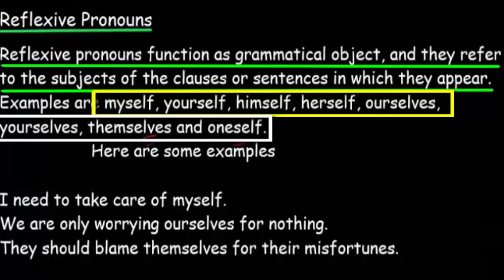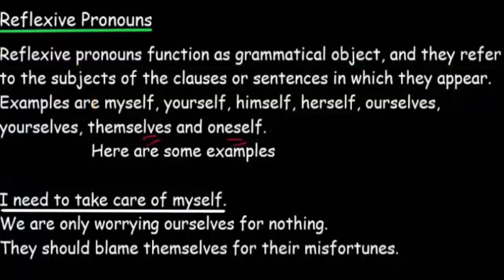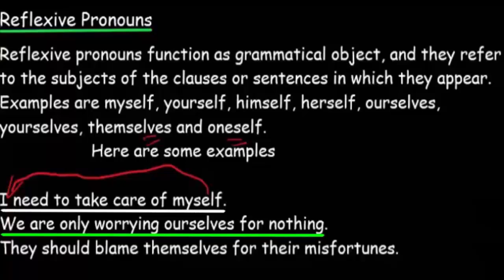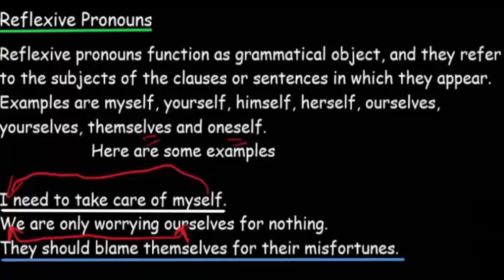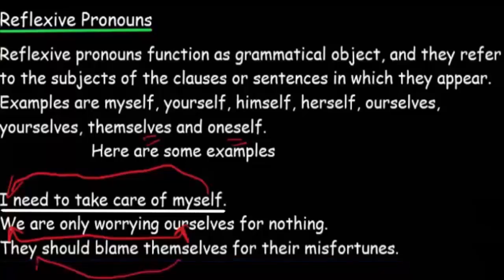So here are some examples. I need to take care of myself. Myself is referring to I. Is that not so? So it's reflecting I. I need to take care of what? Myself. You understand now? Another one is: we are only worrying ourselves for nothing. There is a connection between we and ourselves. Ourselves is referring to we. The third one is: they should blame themselves for their misfortune. Now, they and themselves, is there no connection? Of course there is. Themselves is referring to they.